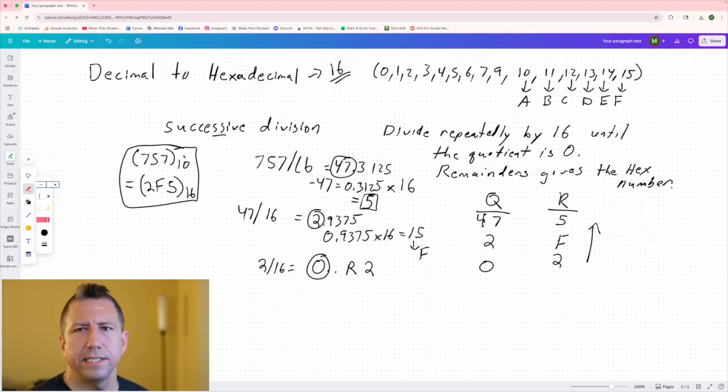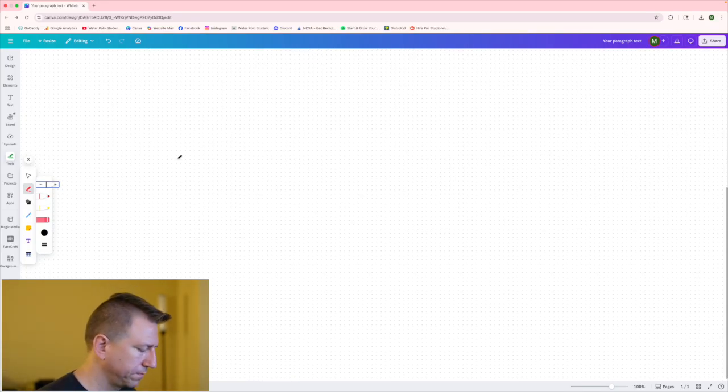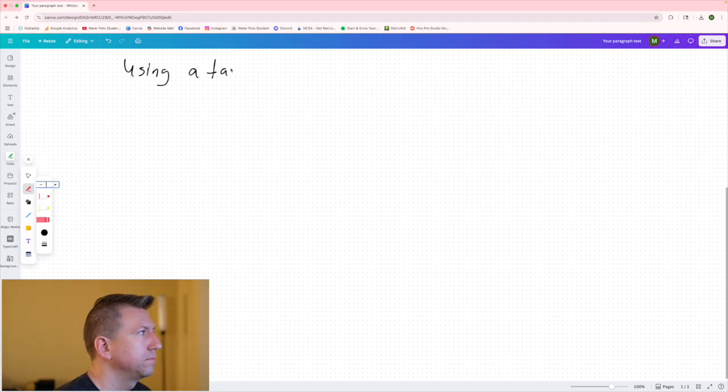So you've just seen the method that we use called successive division to transform or convert a decimal number into a hexadecimal number. And that is one of the ways that we can do this. The other common way that this is done is by using a table of powers of 16, and I will show you that method now. Using a table.